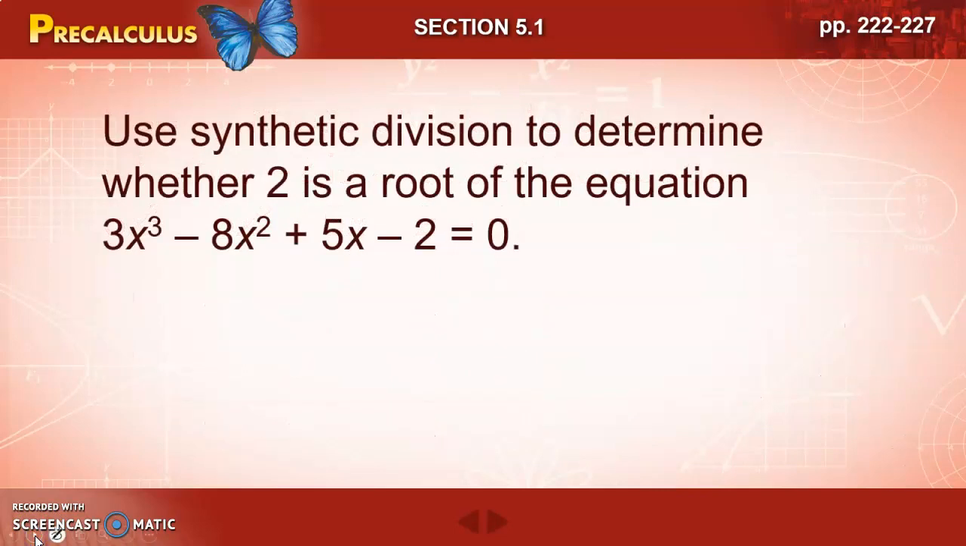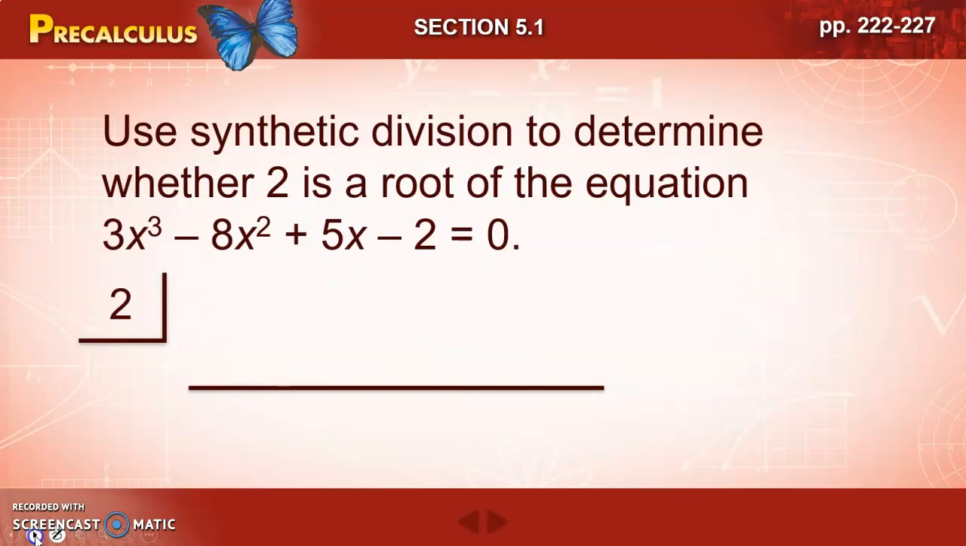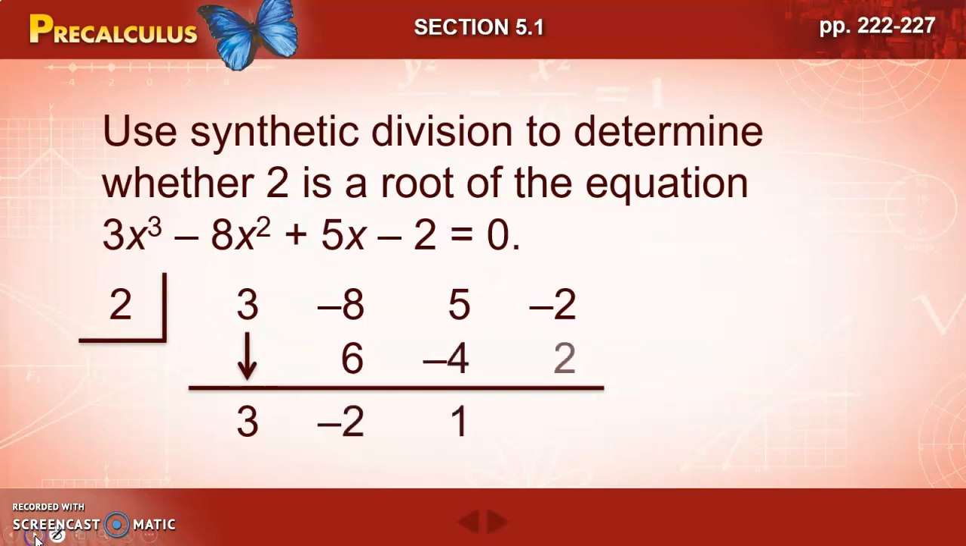All right, so let's try synthetic division to determine whether 2 is a root. Now we could plug and chug and see if we get 0, or we could use synthetic division. I think synthetic division is a little bit faster. So when we divide by 2, bring down the 3, multiply and add, multiply and add, multiply and add, and we do get a remainder of 0. So x minus 2 is one of our factors. Since 2 is a root, x minus 2 is a factor.